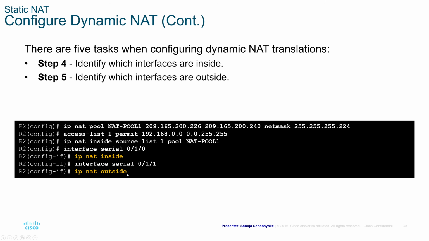What these commands are going to do is make serial 0/1/0 the inside interface and serial 0/1/1 the outside interface, which is required for our NAT operations. So that would actually create the dynamic NAT on a Cisco router.